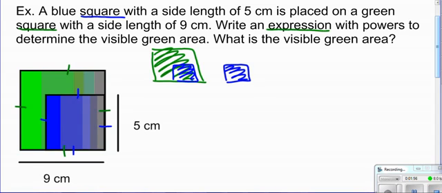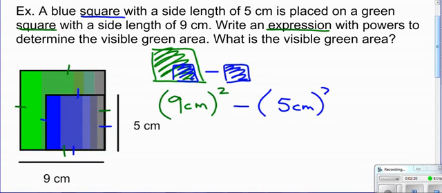So I hope you notice that this is a subtraction question. We have a green area squared. The green side lengths are 9, so we're going to have (9 centimeters) squared, and we're going to take away the blue area that's now covered up the green area, and that is going to be (5 centimeters) squared. I want you to think about why I put 9 centimeters and 5 centimeters inside brackets. What does that mean when we put a base inside brackets?